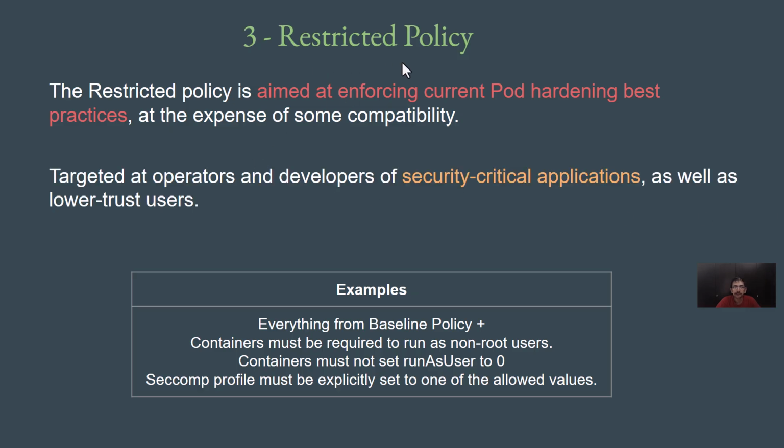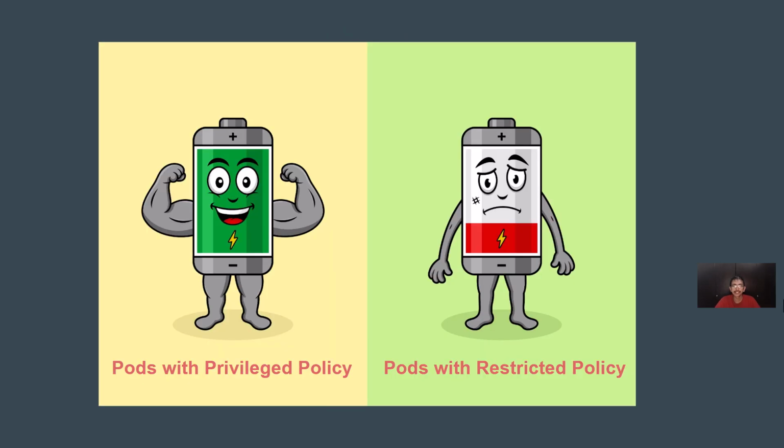Generally, this policy is more targeted towards security critical applications as well as environments where you have lower trust users. When we discuss the restricted policy, it includes everything from the baseline policy. In addition to that, a wide range of other restrictions are applied, like containers being required to run as non-root users, or the seccomp profile must be explicitly set to one of the allowed values that are part of the policy, and so on. These are some simple examples. There is an extensive set of examples available. So this is one point to note.